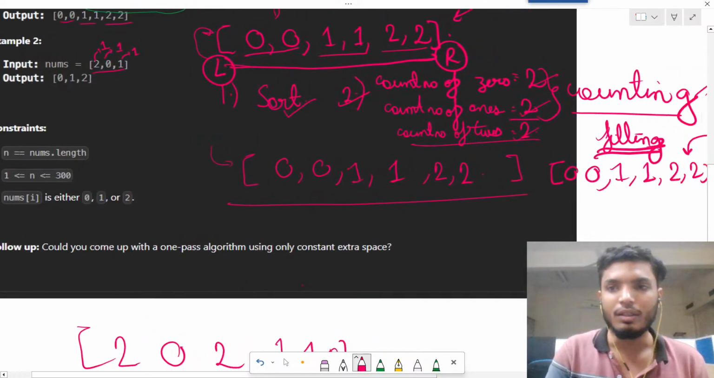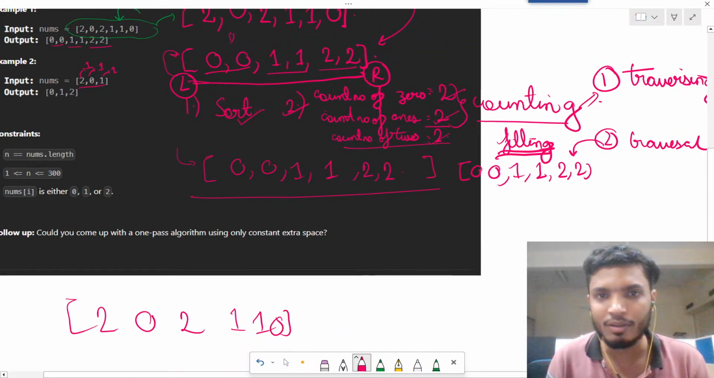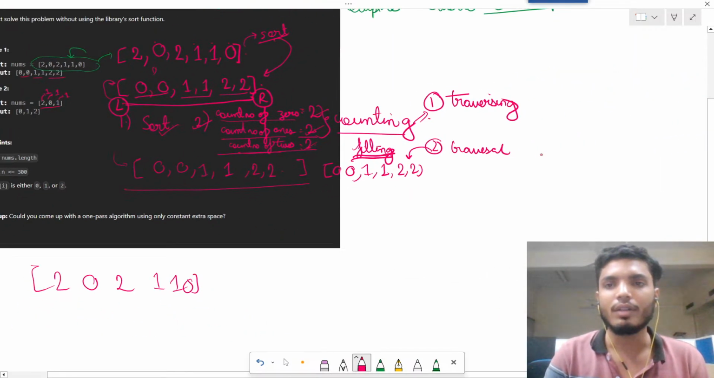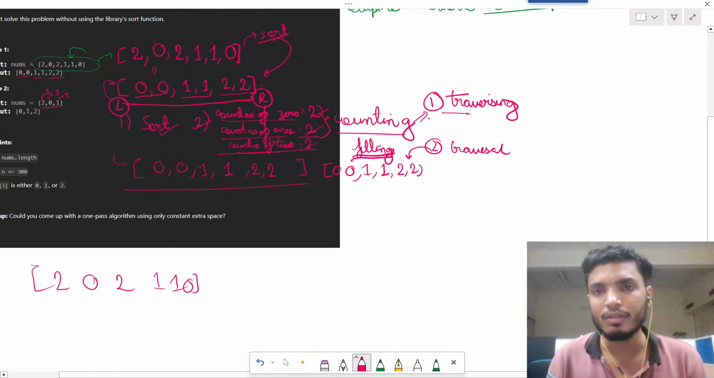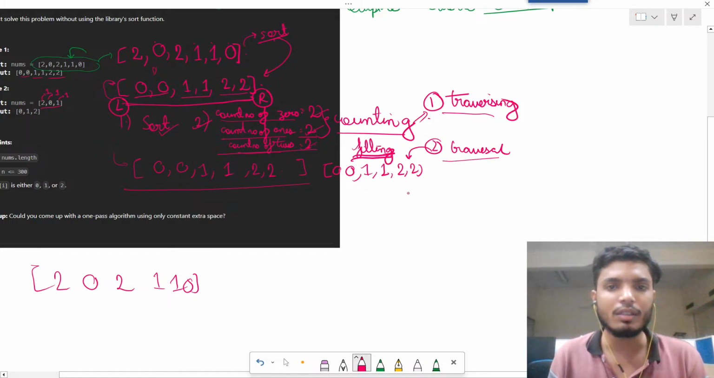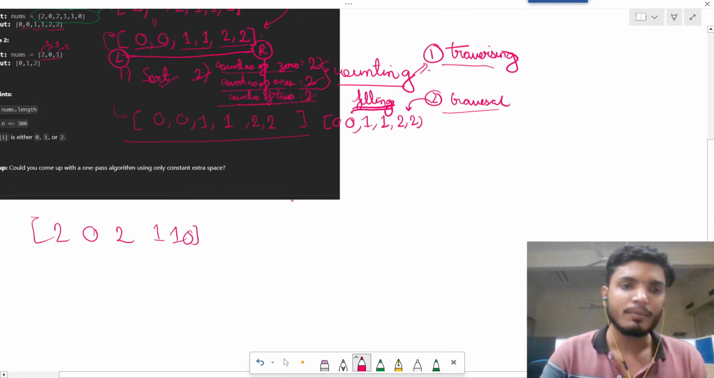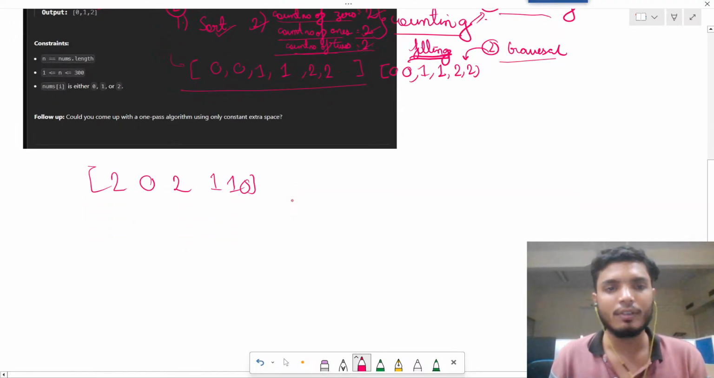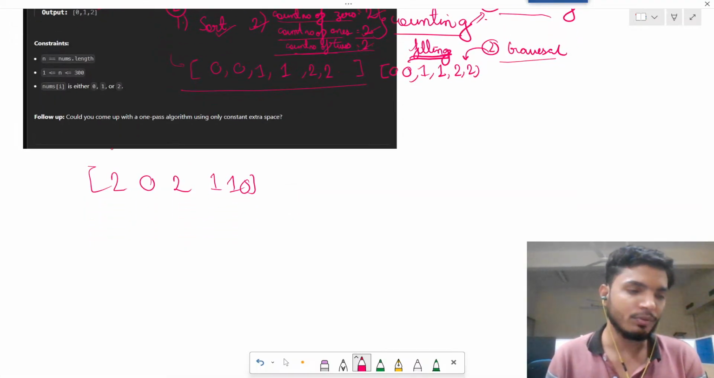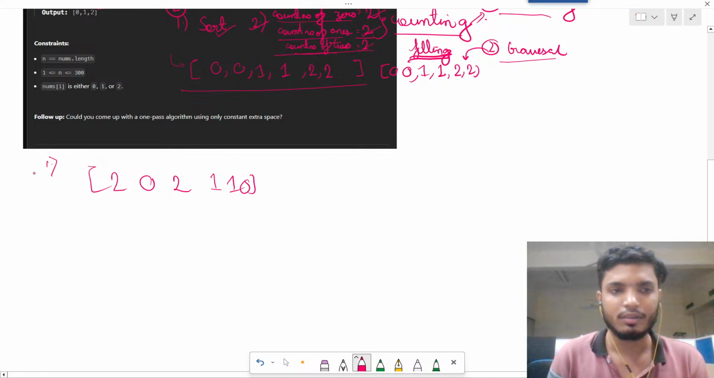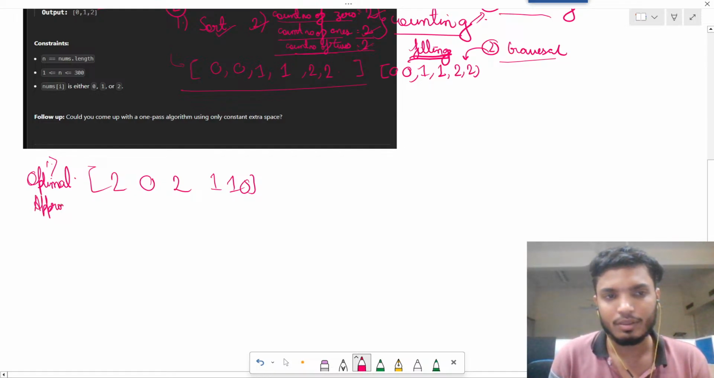Even if I am doing it like this, counting the number of zeros, ones and twos, I am still doing two traversals. One traversal is for counting, and the second traversal is for filling the numbers. So let's try a different approach to understand the optimal approach. The optimal approach will be like this.